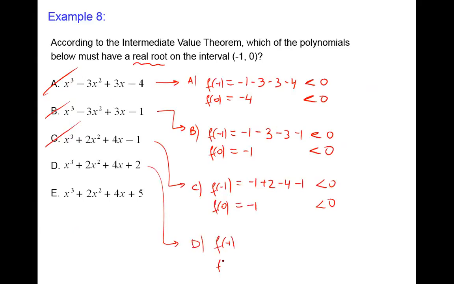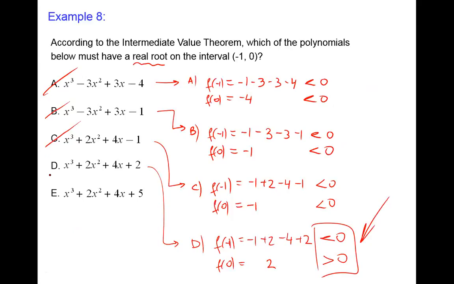f of -1, f of 0. f of 0 is +2. I don't have to write plus. Hopefully -1 will give me a negative number. -1, +2, -4, +2. Do you think it's a negative number? It is. That means this is negative, this is positive. That's what I'm looking for.